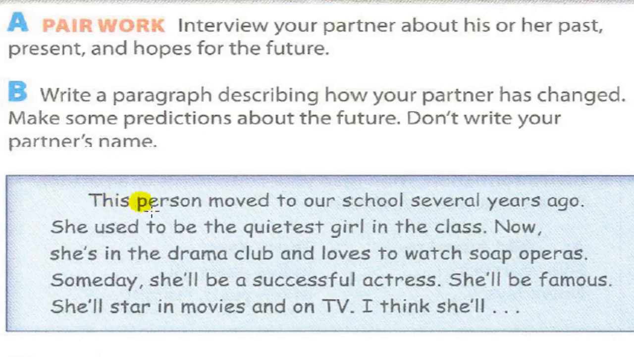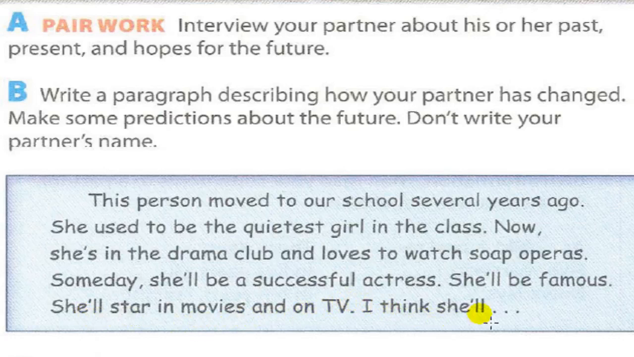Example. This person moved to our school several years ago. That was in the past. She used to be the quietest girl in the class. So in the past, she used to be quiet. Now, she's in the drama club and loves to watch soap operas. This is now. This is present simple. Someday, the future, she'll be a successful actress. She'll be famous. She'll star in movies and on television, on TV.